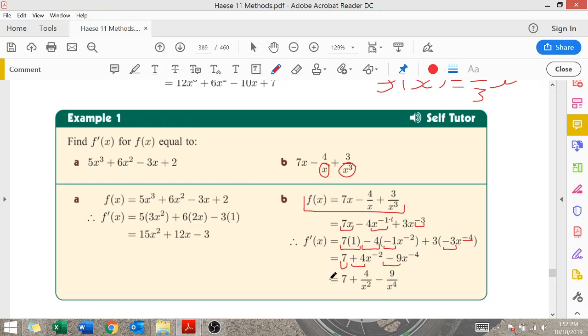Final step to tidy this up, because in the world of maths we like to do our bit to stay positive, and we like to reduce the number of negative signs wherever we possibly can. Changing the world one derivative at a time, am I right? So we've got 7 plus 4 over x squared take 9 on x to the power of 4.